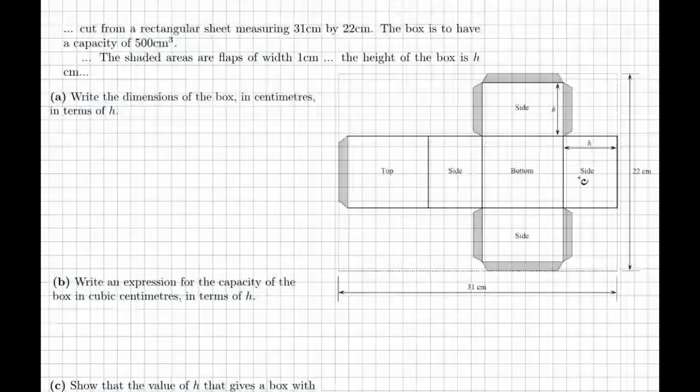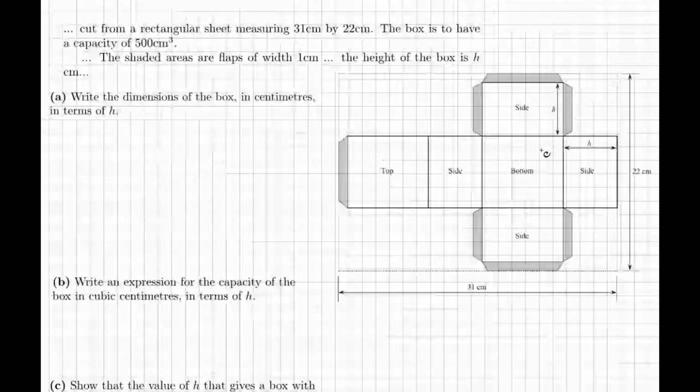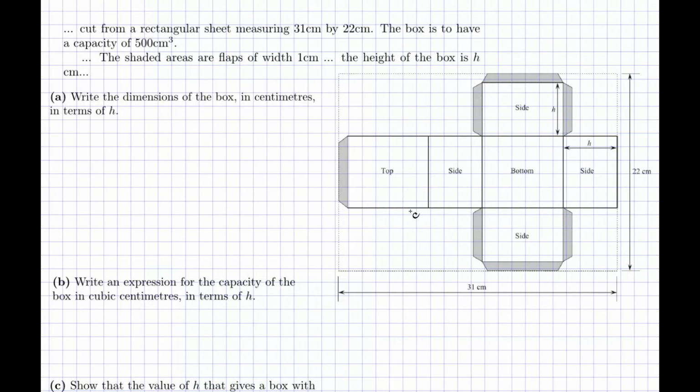In question 5, we're given this diagram of a piece of cardboard, and in the big block of text at the beginning, we're given the dimensions of that piece of cardboard, 31 centimeters by 22 centimeters. We're told the box is to have a capacity of 500 centimeters cubed, but that doesn't come in until a little bit later. The shaded areas are flaps of width 1 centimeter, so that's that little width there. The height of the box is h centimeters, the same for each of the sides. And we're asked to write the dimensions of the box in centimeters in terms of h.